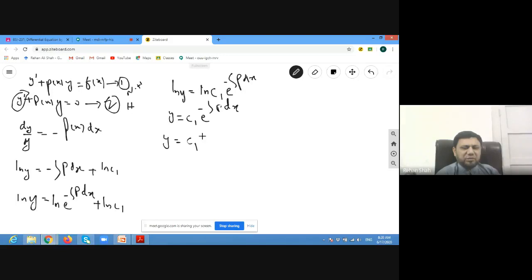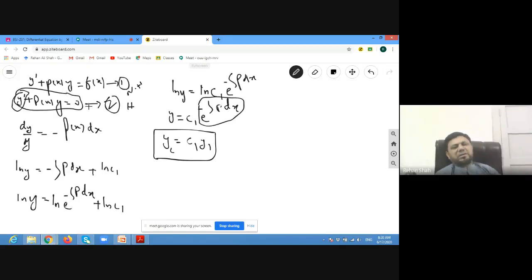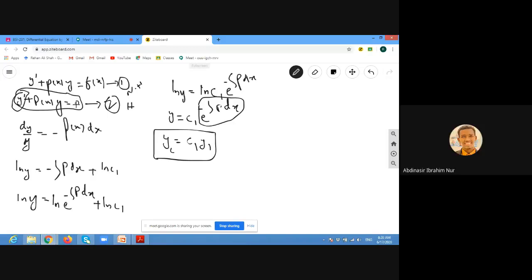So let's say this function is y1. This is called yc, because we are solving a homogeneous equation. The solution is known as yc if you are solving a homogeneous equation. Is this clear? Is it clear? Yes, sir.